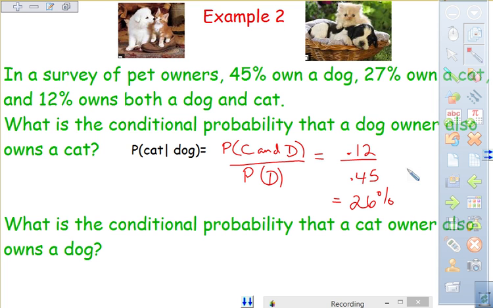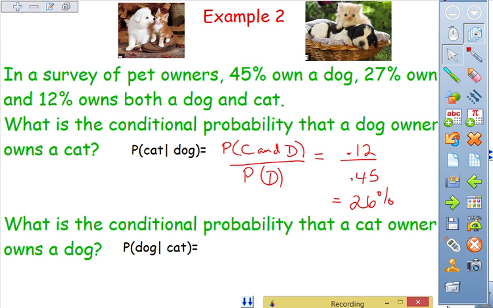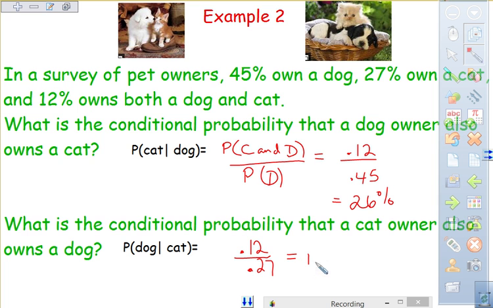The second question says, what is the conditional probability that a cat owner owns a dog? So here's what we will be looking at. What is the probability that they own a dog given that they already own a cat? So again, we want cats and dogs, which is 12%, divided by all of the cat owners. So the cat owners are 27%. This works out to be about 44%.